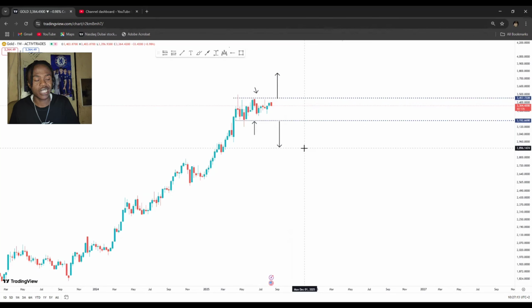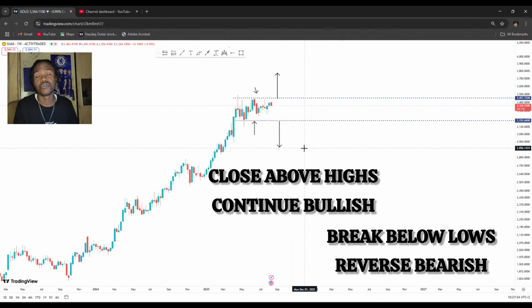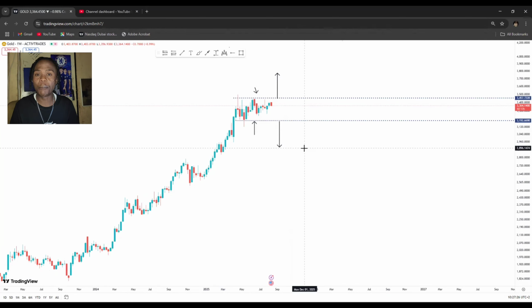But I want you to understand that on Q3, we're going to play the waiting game, and the waiting game is based on understanding: is price going to close above our highs so we can look for possible new highs, or is price going to break below our lows so we can look for that reversal to the downside? We just don't know. That's why I keep it this way on Q3 with gold. Do you guys get that?